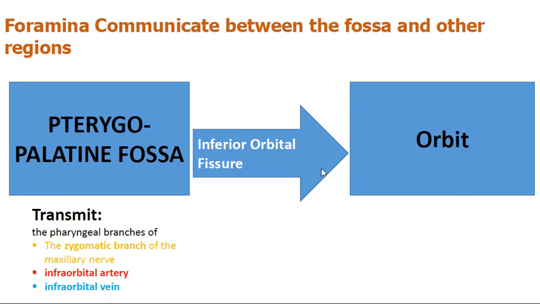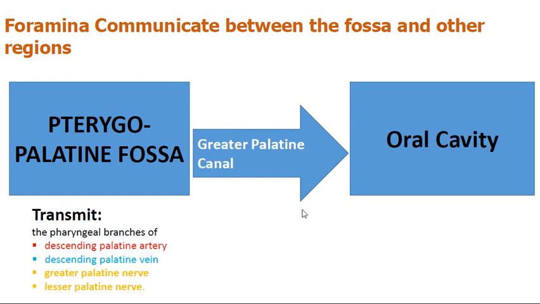So this is the communication between the orbital cavity and the pterygopalatine fossa, and these are the structures passing through this fissure. The other communication is with the oral cavity. Now the pterygopalatine fossa has its communication through the greater palatine canal to the oral cavity, and via this canal we have the following structures.